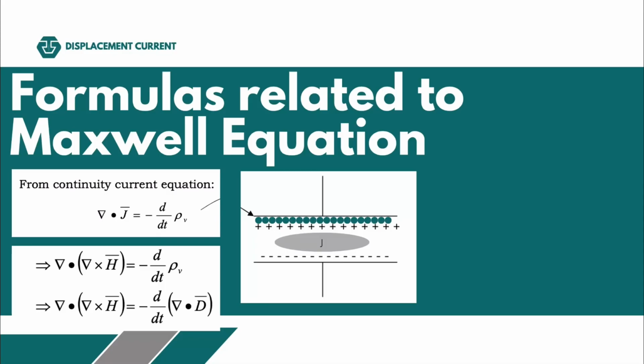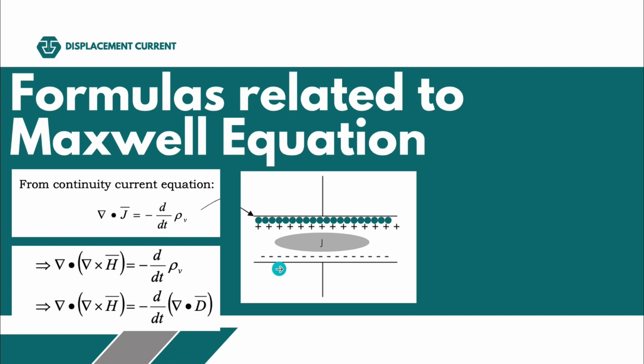Hi, I'll talk about the formulas that are related to Maxwell's equations. How can we obtain the formulas related to Maxwell's equations? We start from the continuity current equation, which is divergence of J equals negative differential of rho V. Rho V is the charge gathered on the conductor, and J is in the space between both of the conductors, where there is an open circuit and the current couldn't jump across this medium.